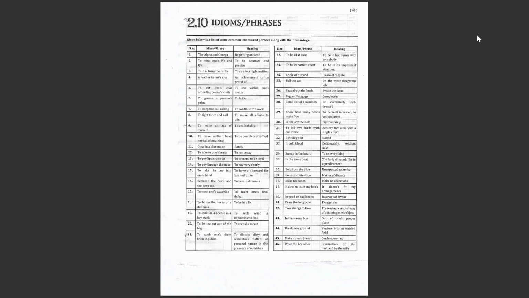The next idiom is bag and baggage. Bag and baggage means with all your belongings, with everything that you have, सारा सामान लेकर. So bag and baggage means completely, सब कुछ लेकर, everything that you possess, everything that you own, completely. That is called bag and baggage.